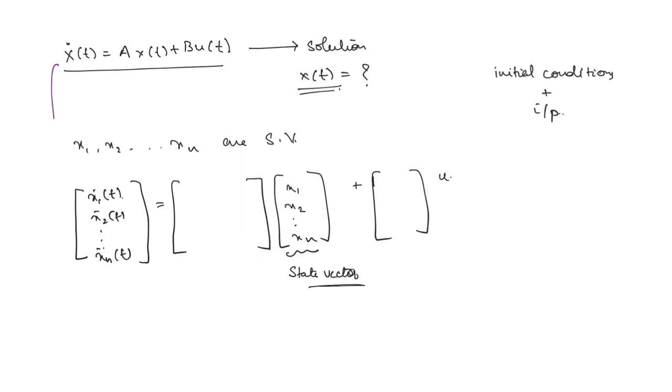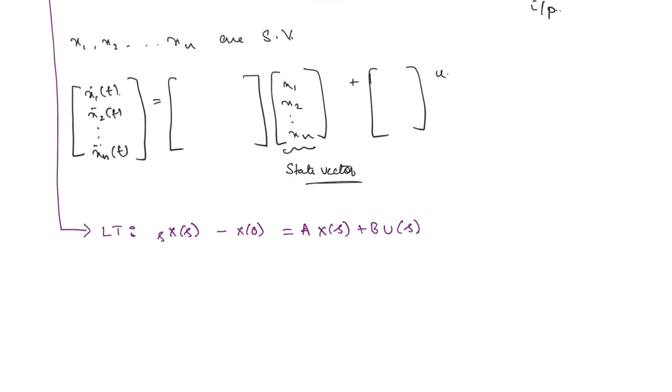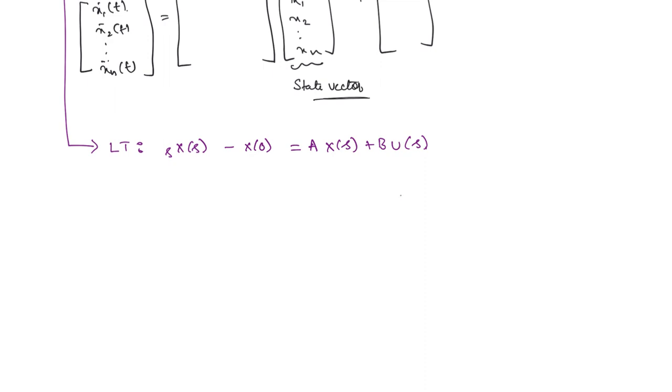For this we will make use of the Laplace transform. If you apply the Laplace transform to this equation, what will you get? sX of s minus x of 0, the initial value, is equal to A into X of s plus B into U of s. So what are these X of s and everything? Just for the sake of clarity, you can write this once again.